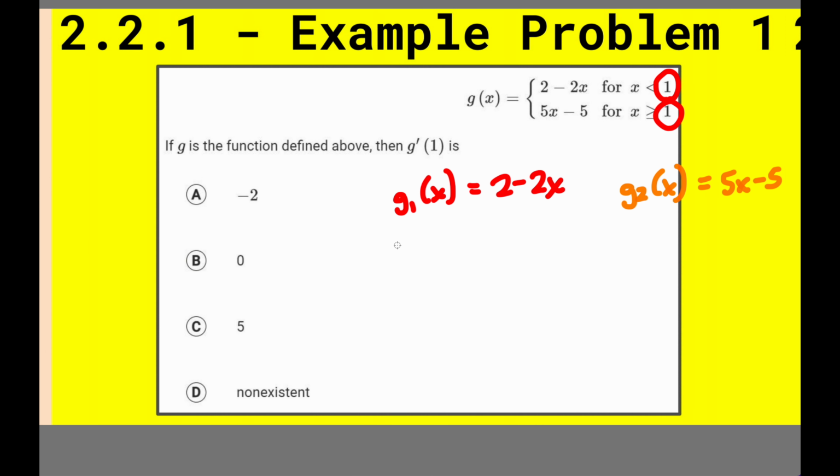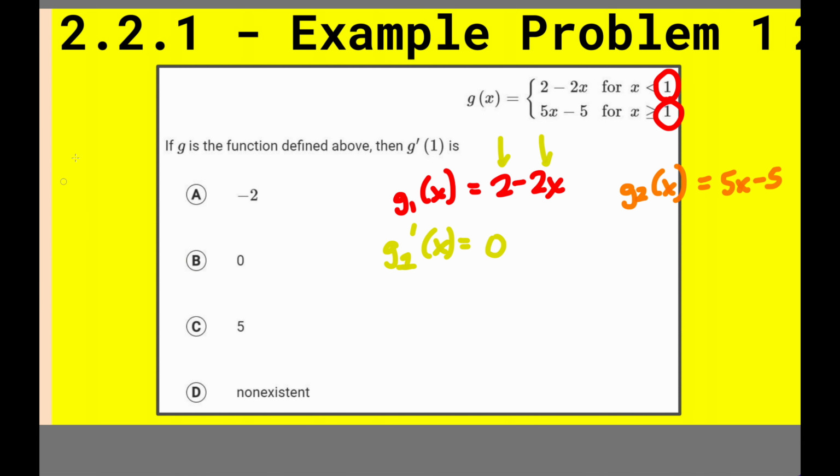All right, so here's g1. I'm going to do g sub 1 prime of x. So I'm going to do the derivative of this right here. I'm going to do the derivative of 2 and the derivative of the minus 2x. The derivative of 2 is actually going to be 0.